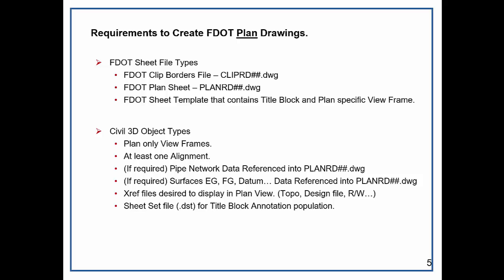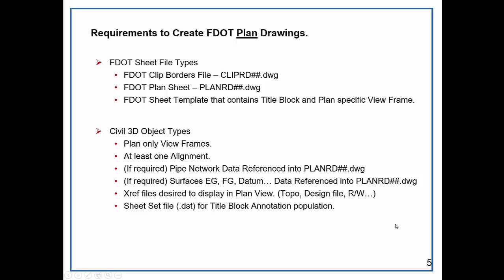As far as Civil 3D object types that are required in your drawing, you must have plan only view frames, you have to have at least one alignment, and then if required your pipe network data, which is referenced in your plan RD file, and if required, surfaces such as your existing grade, finished grade, datum need to be data referenced in your plan RD as well. XREF files desired to display in plan view such as topo, design file, or right-of-way, and then last your sheet set file or DST file for title block annotation population.